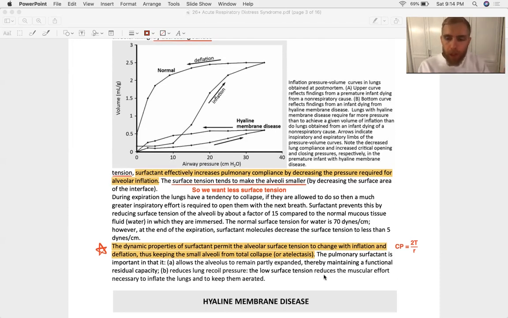So the formula for the collapsing pressure of an alveolus is going to be 2 times the surface tension over the radius. So that lets you know that whenever that radius goes down, well, you need your tension to drop with that radius. Otherwise, your collapsing pressure is going to go up. And if that goes up, that means the alveolus is going to collapse at a higher pressure. So the higher that collapsing pressure is, the more prone the alveolus is to collapse. So you need to be decreasing surface tension alongside a decrease in radius or a constriction of that alveolus. So that's what surfactant is doing.